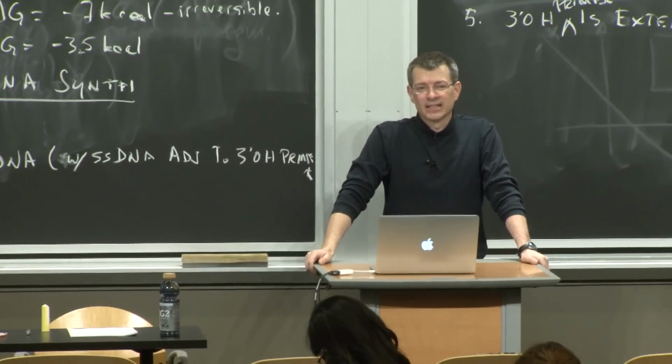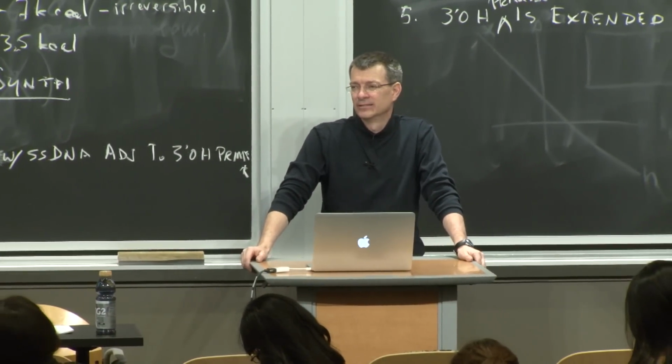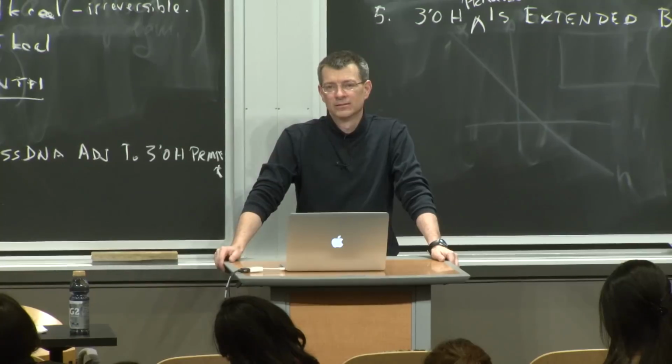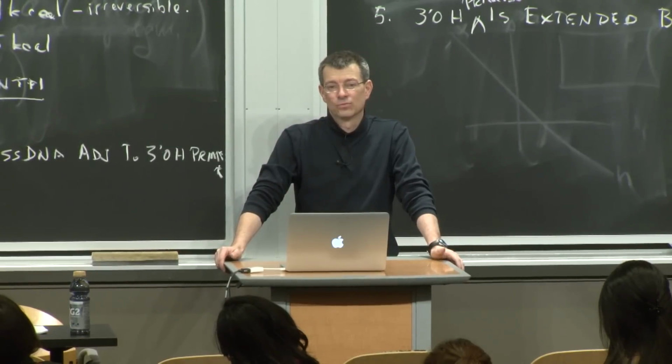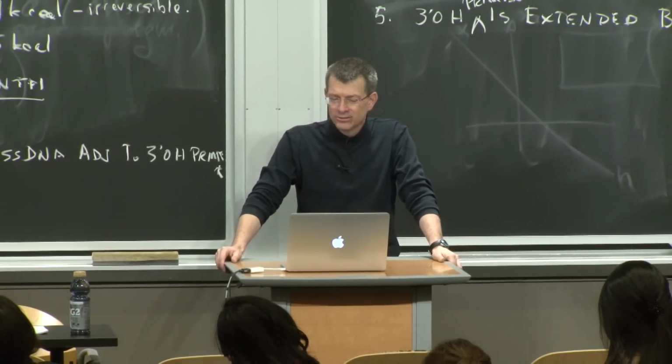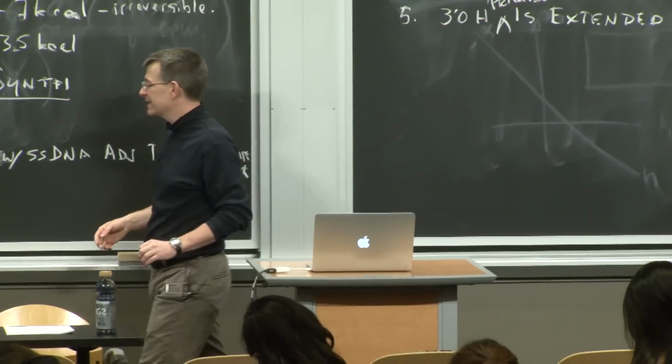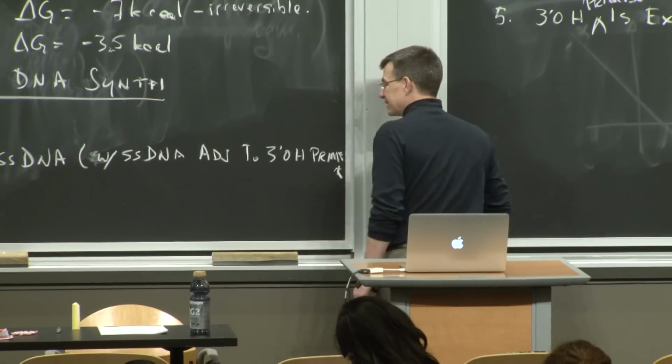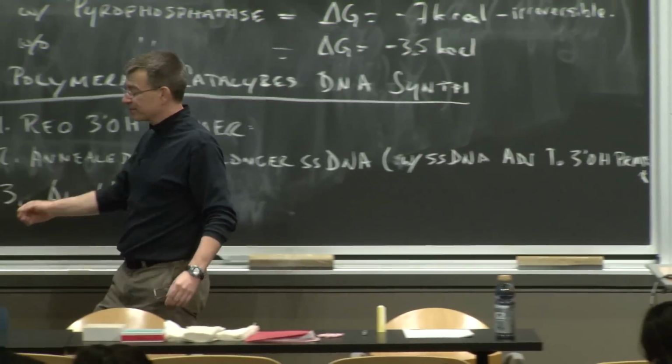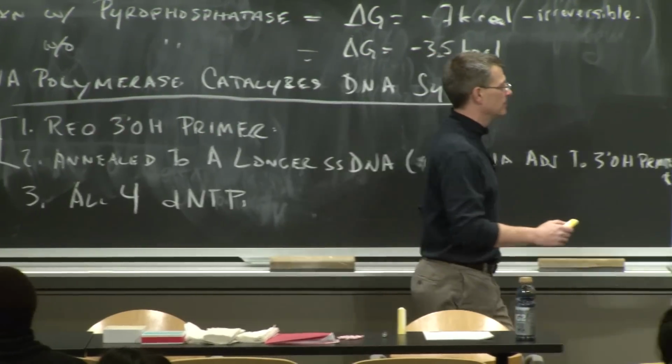How many active sites do you think DNA polymerase has? I think it has 4? I think it has 1. So how does it do this? Right? So that's the right answer. Okay? So basically, although it catalyzes many different reactions, it has a single active site.